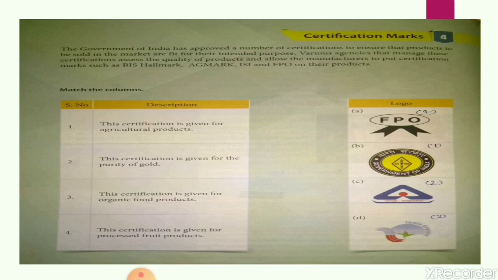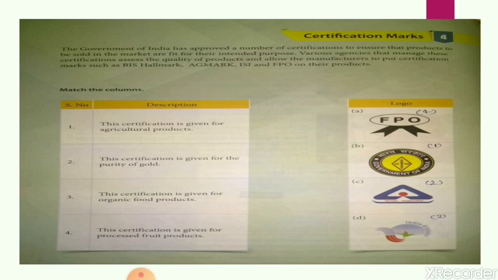Now, fourth chapter, that is certification marks. So certification marks, we all know the government of India has approved a number of certifications to ensure that the products to be sold in the market are fit for their intended purpose. Various agencies that manage these certifications assess the quality of products and allow the manufacturers to put certification marks such as BIS hallmarks. All of us can see the BIS hallmark on gold, then the Agmark, ISI mark, FPO marks, etc. on their products.